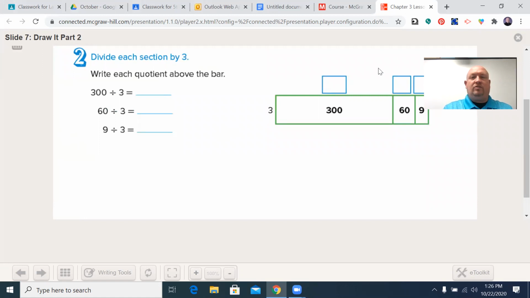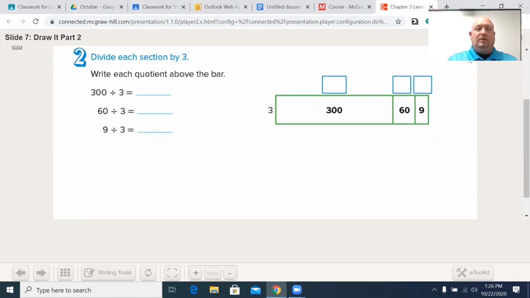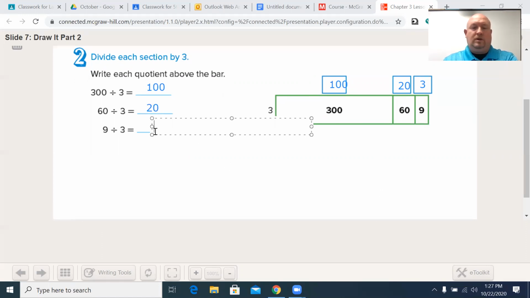Step 2, divide each section by 3. Let's move me up here. Again, grab my annotation tool. How many times does 3 go into 300? 3 divided by 3 is 1, and there are 2 zeros left over. So I have 100. 3 goes into 6 twice, and there's 1 zero left over, so 20. 3 goes into 9 3 times. So 300 divided by 3 again. We're just rewriting these numbers here. 60 divided by 3 is 20. And 9 divided by 3 is 3. So these are partial quotients.